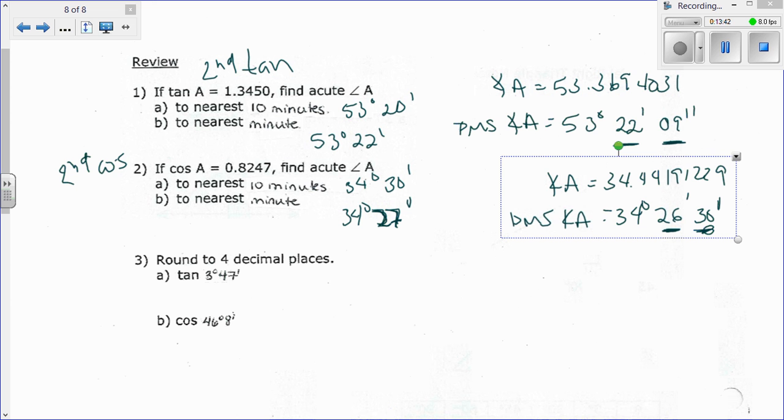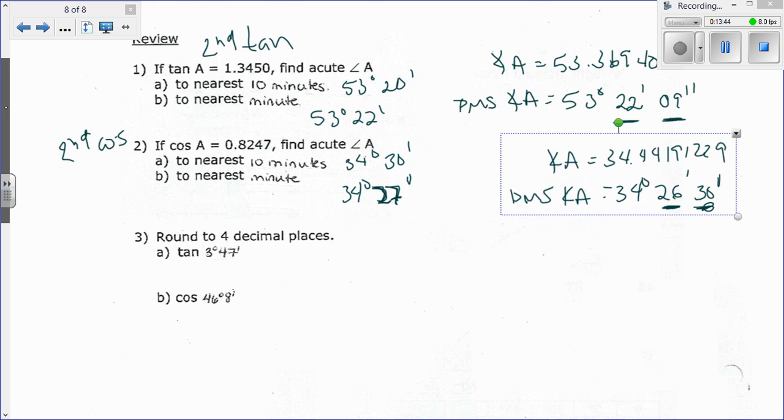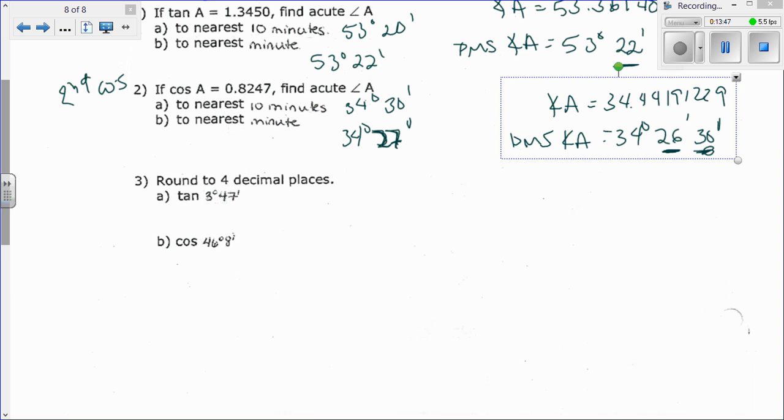For number 3, round to 4 decimal places. So we type this into the calculator, tangent of 3 degrees, 47 minutes, and I would get 0.0661. And to type this one in, the 46 degrees, 8 minutes, you'd actually have to type it in as 46 degrees, 08 minutes. On some of the calculators, on other ones it's not, but it's good practice to do it this way. And when you type that into the calculator, you would end up with 0.6930 to the 4 decimal places.